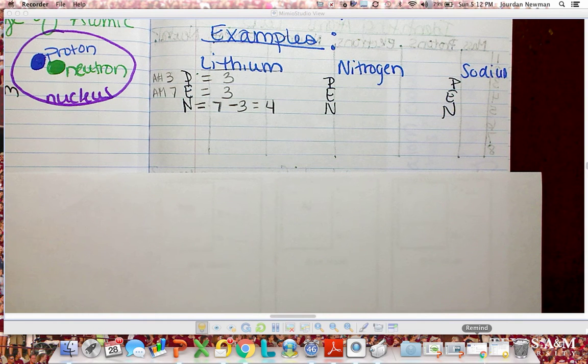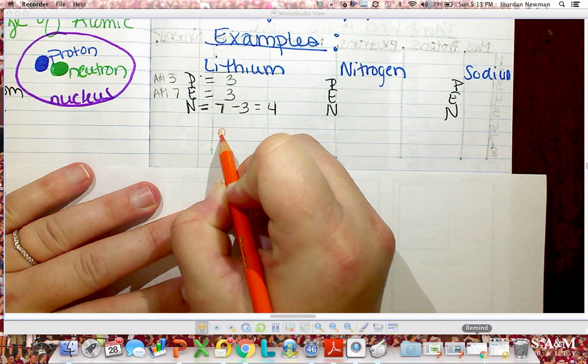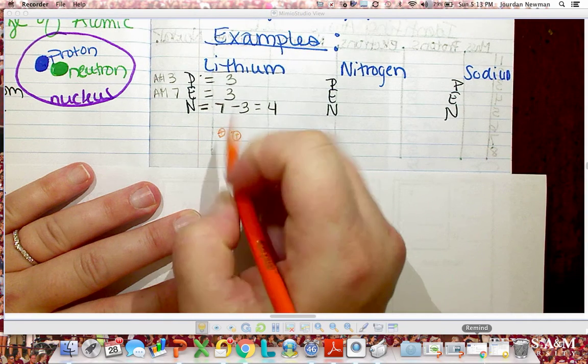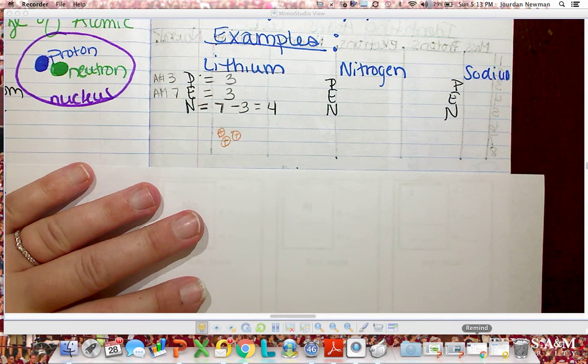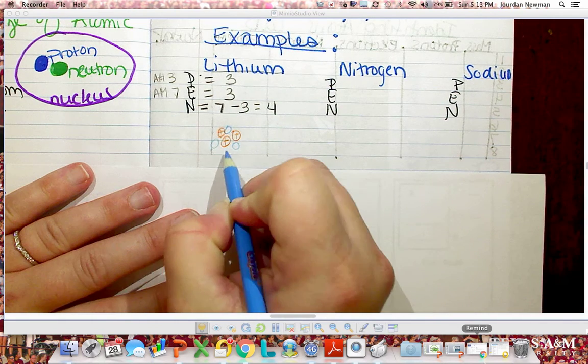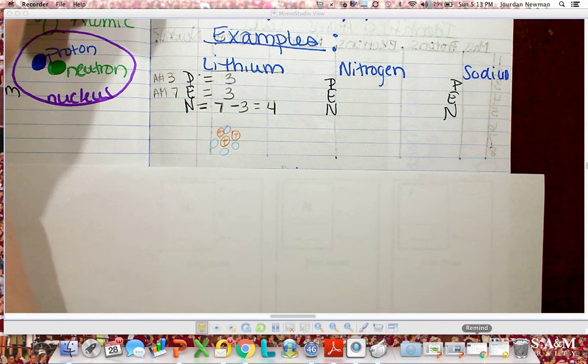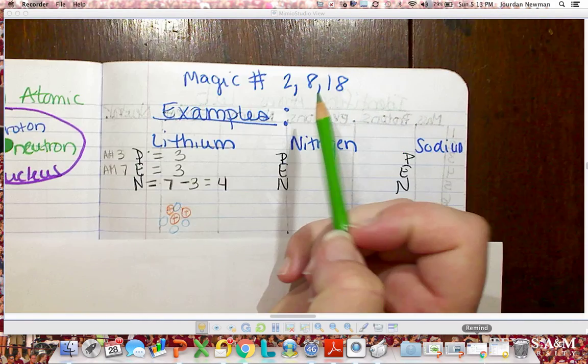So let's draw lithium. Remember, we're going to start with our nucleus first. Our nucleus has protons and neutrons in it. You should know that. So we're going to draw 3 protons, and I'm going to put 3 orange plus signs out here. Then our neutrons are 0 charge, so I'm going to draw 4 empty circles to represent our neutrons.